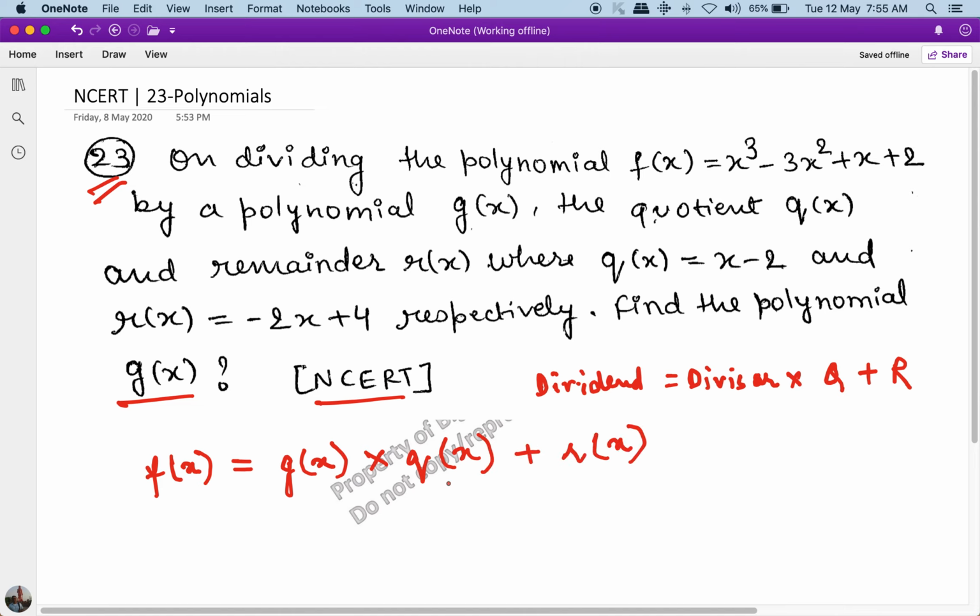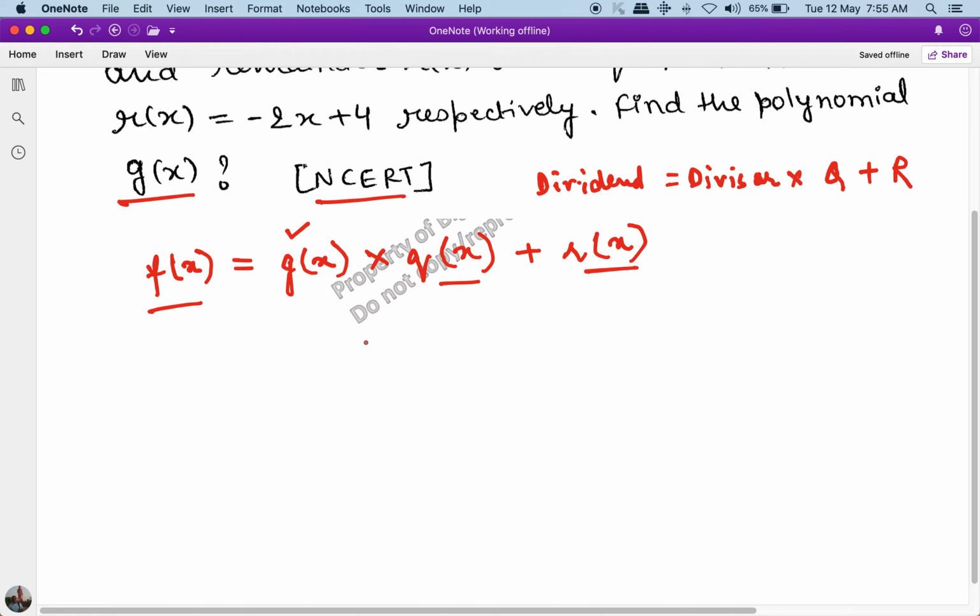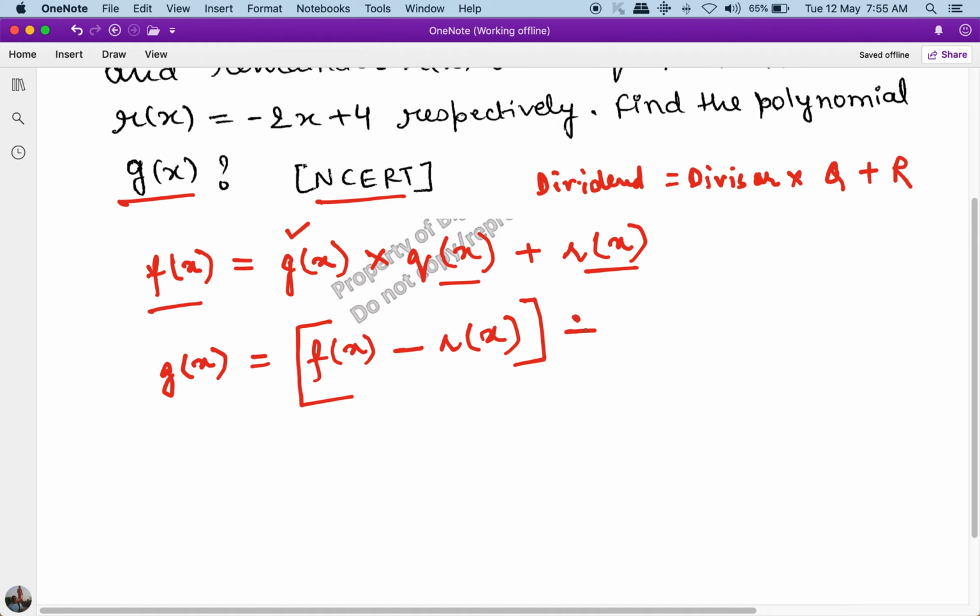Now q of x is given, r of x is given, f of x is given, g of x is what we have to find. Now the question becomes very simple, because g of x will be equal to f of x minus r of x, since r of x comes this side, and this whole thing will be divided by q of x, and that should be our answer.